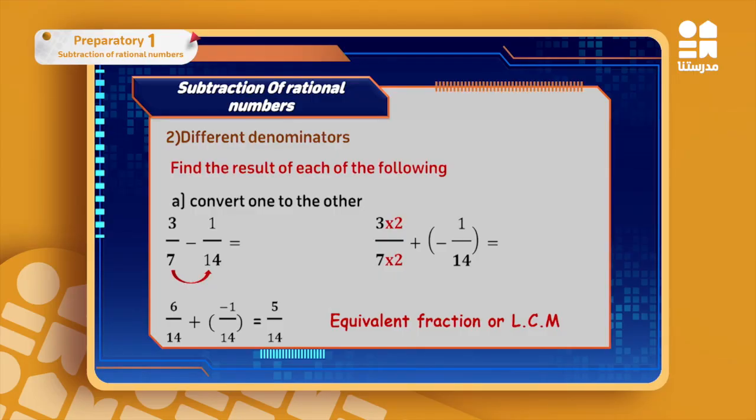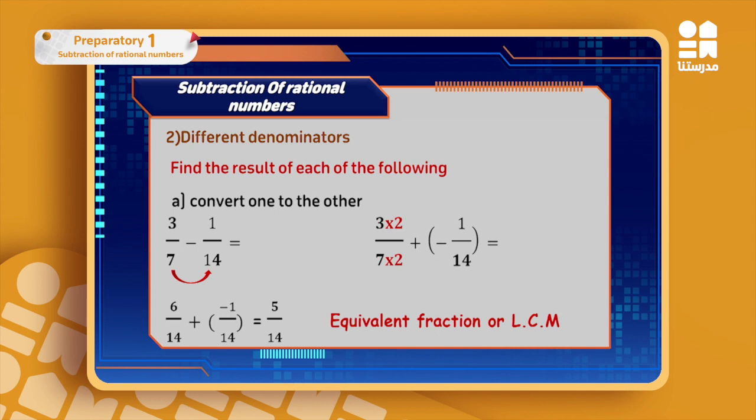The second, subtract fractions with different denominators. In different denominators, we have two cases, exactly like the addition. Convert one to the other and cross multiplication, or we can say it as equivalent fractions or get the least common multiple. So here, A, convert one to the other.